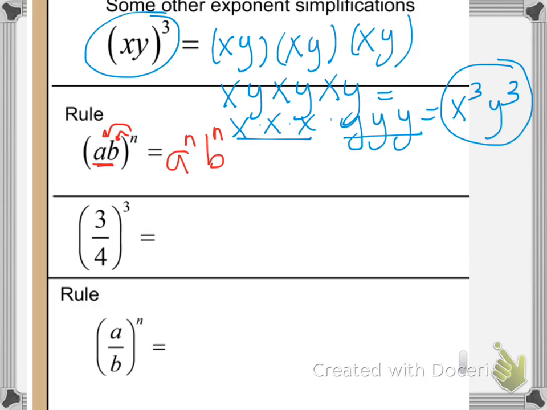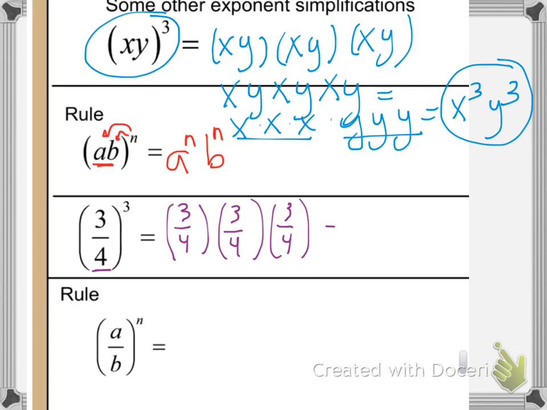So the next thing that we're going to experiment with is what happens if you have a fraction raised to a power. All right? And this is fairly simple, so we can think of this again, just going back to our understanding of exponents. That 3 says represent 3/4 as a factor 3 times.